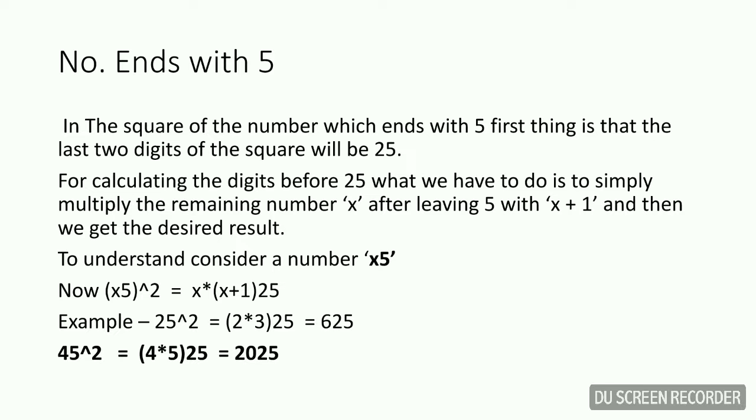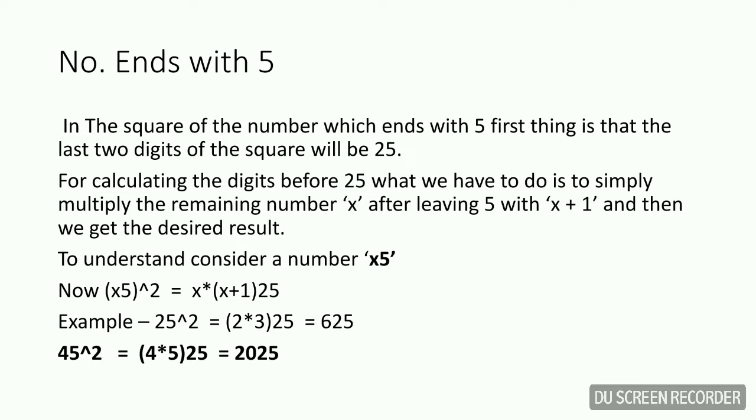Now the numbers before 25, what are they in the square? Simply compare 25 with the number x5, which is a standard form. Then what comes from here, that x is 2. Now when we multiply x with x plus 1, then x plus 1 would be 3, and 2 and 3 is equal to 6. So what is our answer? Answer would be 625. It is right.